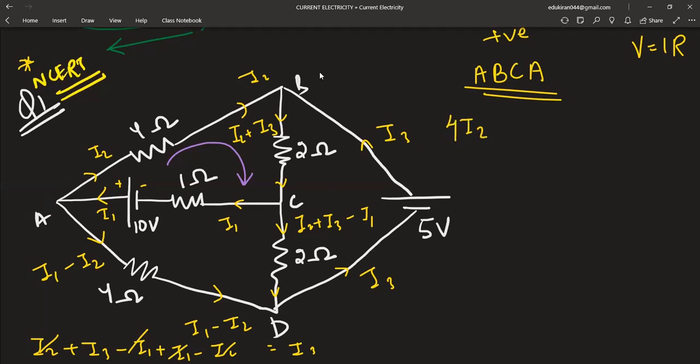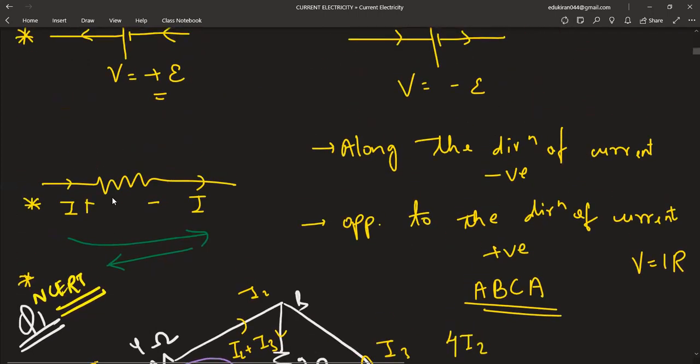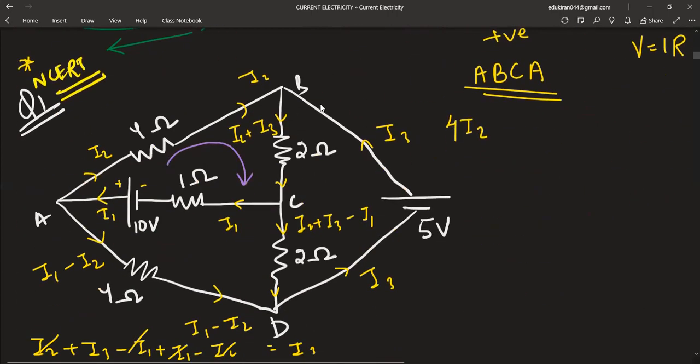But class, what we have studied about the sign convention, if we are moving along the current, we take the direction as negative. And look here, class, I was moving along the direction of current, the direction which I had taken clockwise, and the direction of current in this branch is the same. So I'll put minus here, minus 4I2. So from A to B, I have moved successfully.